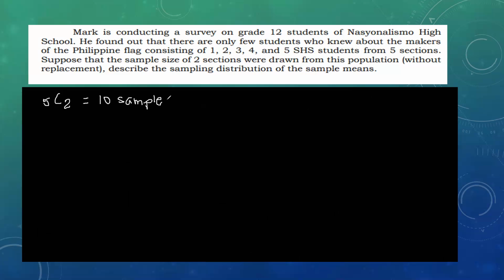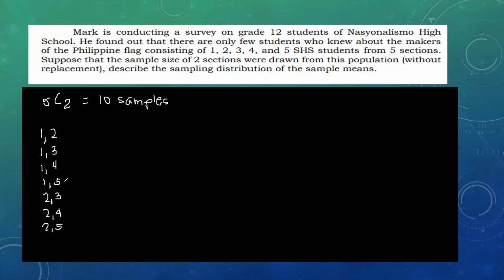So paano natin mahahanap yung 10 samples na yan? So out of 1, 2, there are 5 sections. So pwedeng section 1 and section 2, section 1 and section 3, section 1 and section 4, section 1 and section 5. Hindi na pwedeng 2, 1, hindi naman pwedeng 2, 2. So we have section 2 and section 3. Then we also have section 2 and section 4, and section 2 and section 5.